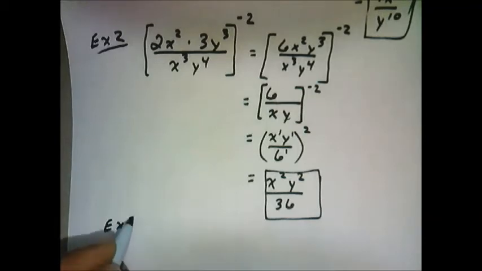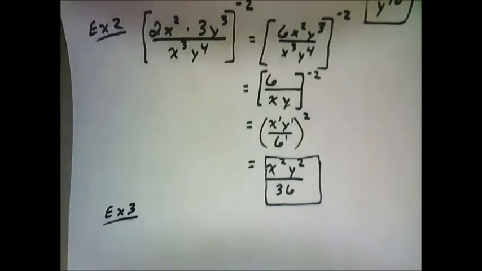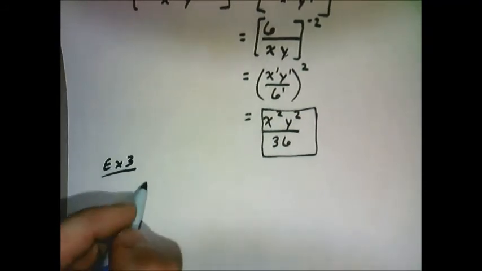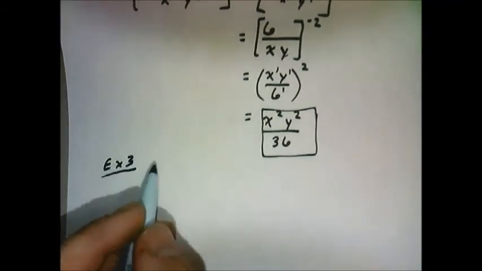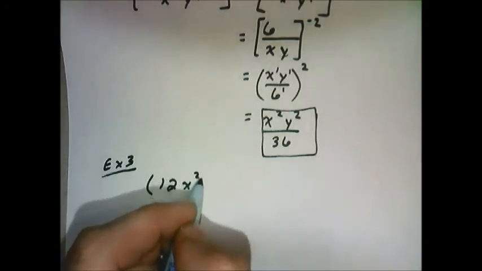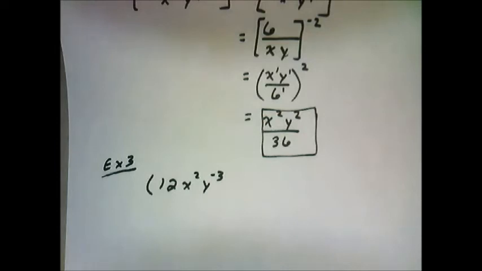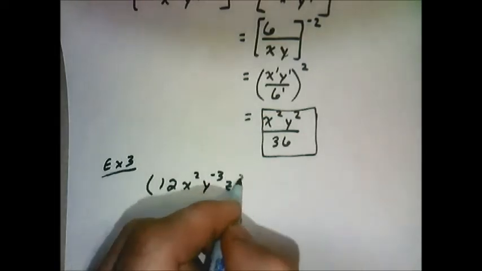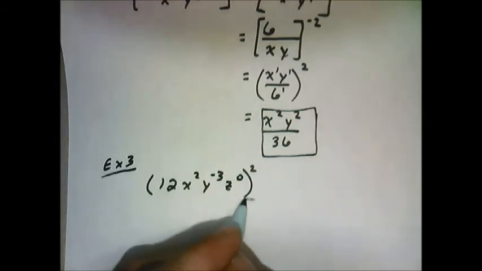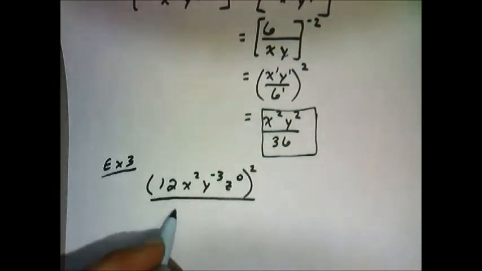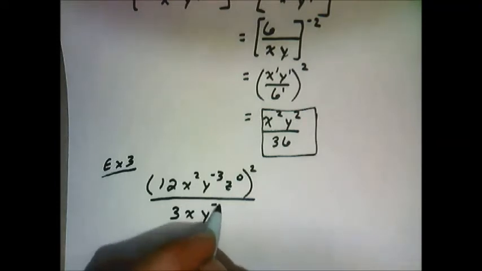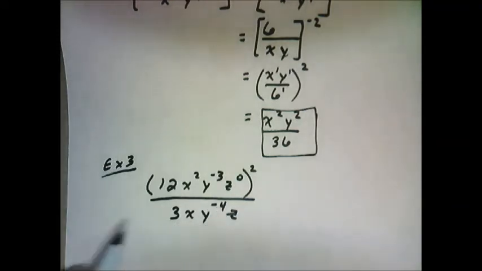Now in example 3, let's go ahead and combine a few more of them together. Let's say we take a quantity of 12 x squared y to the negative 3rd, z to the 0, all to the second power, divided by 3x y to the negative 4th, z.